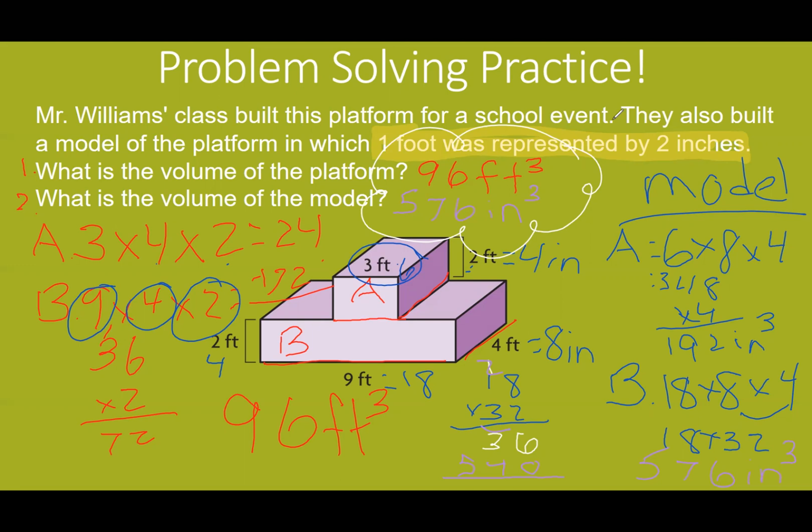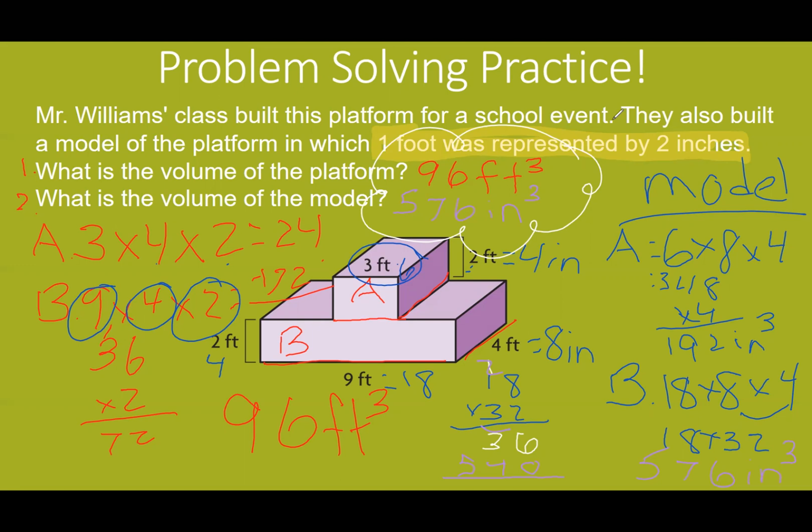Do you remember when we did our conversions? If 1 foot equals 12 inches, that's why we have, the smaller the pieces are, the more that we're going to have, right? Since inches are smaller, we have more inches per foot.